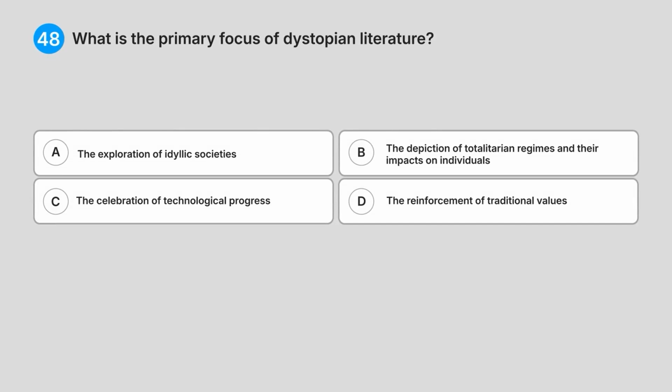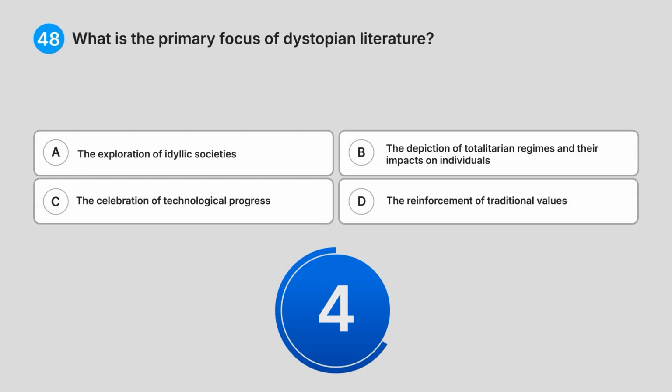48. What is the primary focus of dystopian literature? A. The exploration of idyllic societies. B. The depiction of totalitarian regimes and their impacts on individuals. C. The celebration of technological progress. D. The reinforcement of traditional values. Do you know the answer?